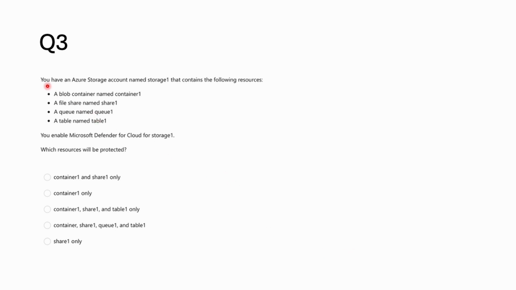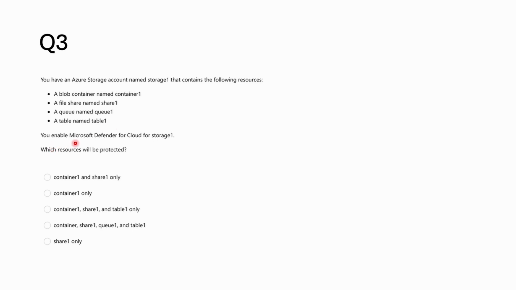Now coming to the next question. Here the question asks: you have an Azure storage account named storage1 that contains the following resources. That storage account has a blob container, a file share named share1, a queue named queue1, and a table named table1.